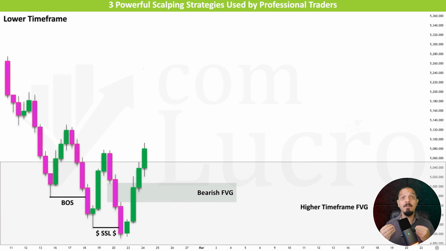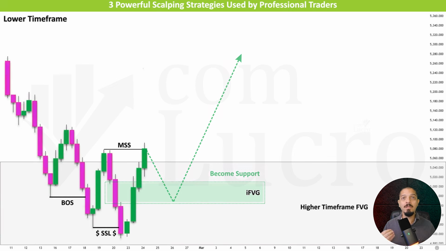That reaction confirms that price is respecting the higher time frame imbalance and gives you your first layer of confirmation. From there, the next step is to identify a violated fair value gap that turns into an inverse fair value gap, either inside the higher time frame fair value gap or just outside it after the rejection. This becomes your second layer of confirmation. When this inverse fair value gap forms, it often acts as a new support level, and this is where you begin planning your long position.